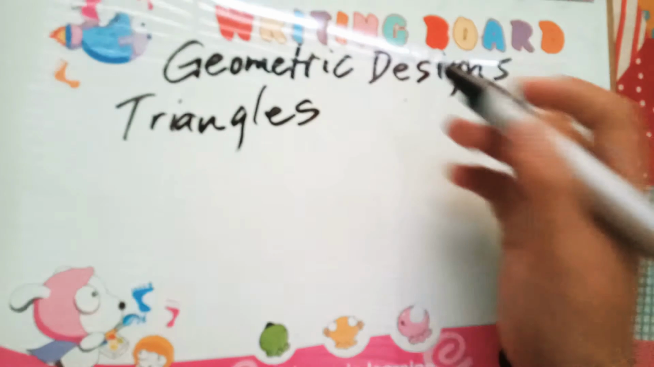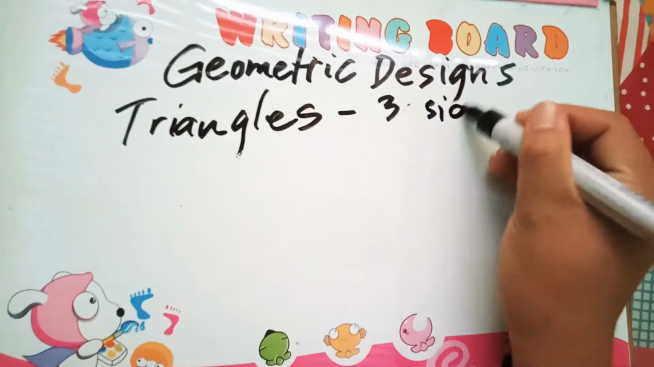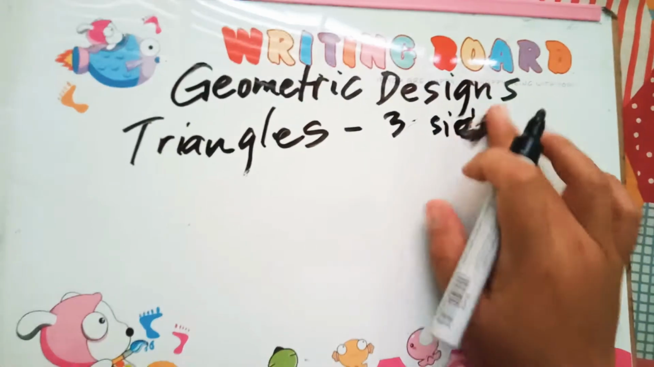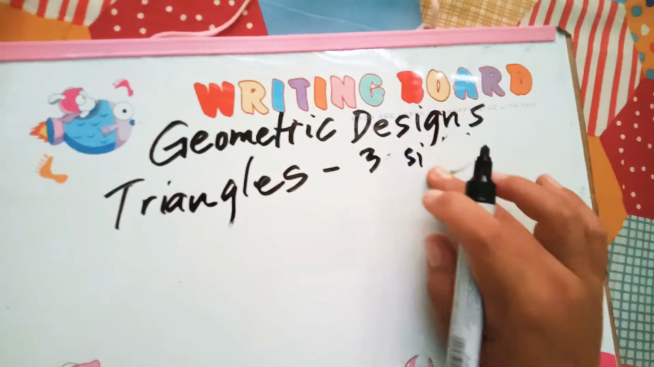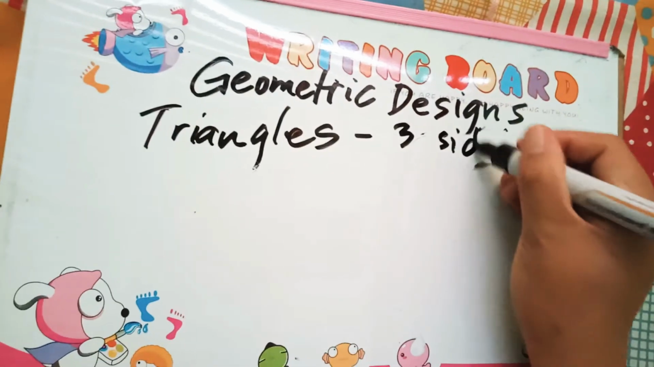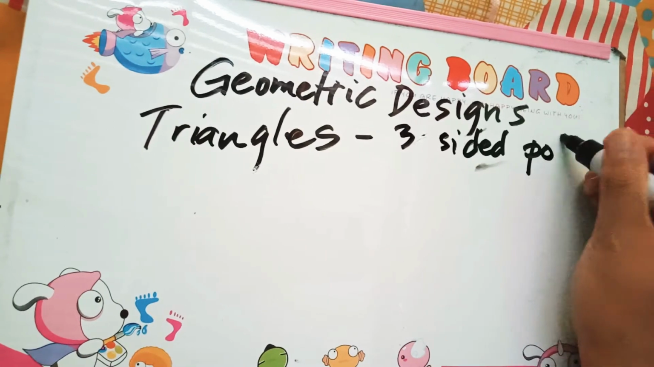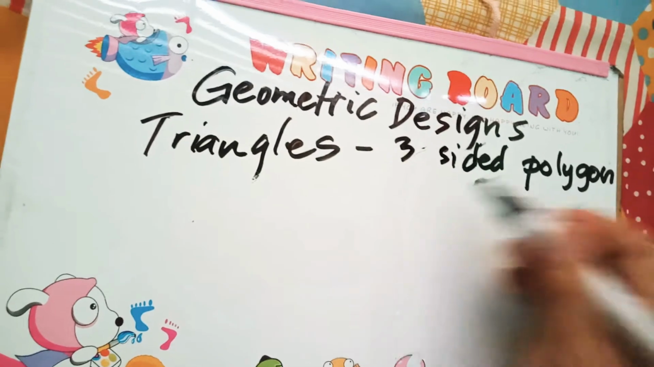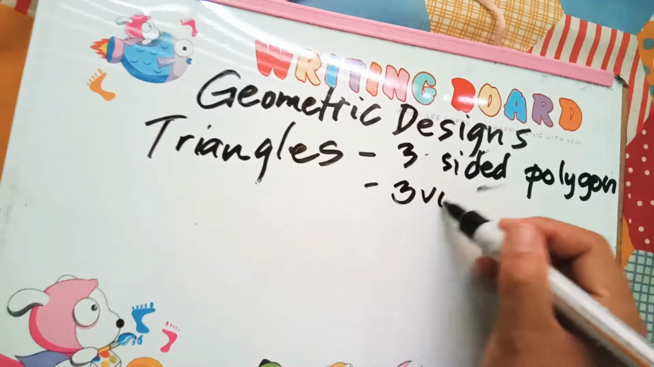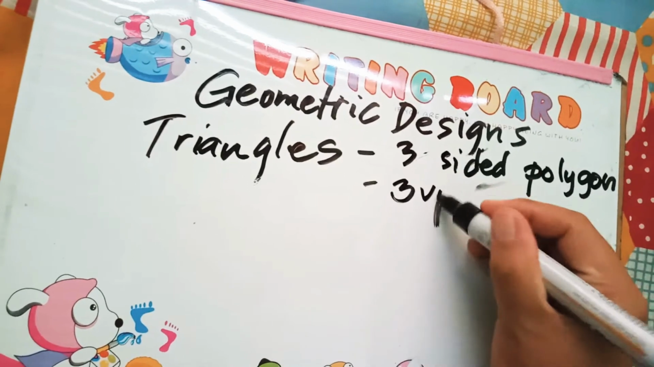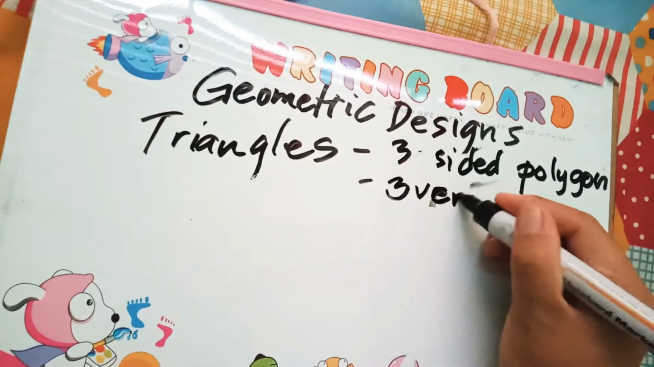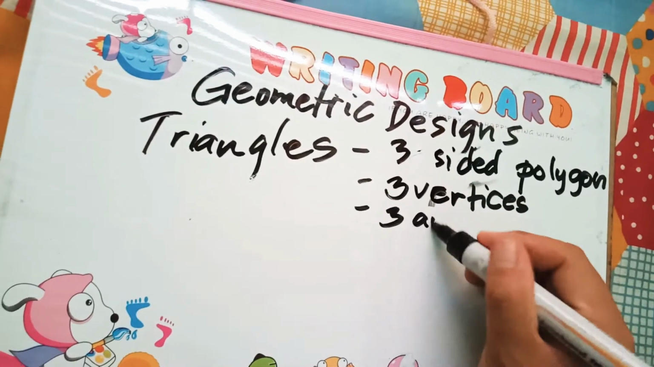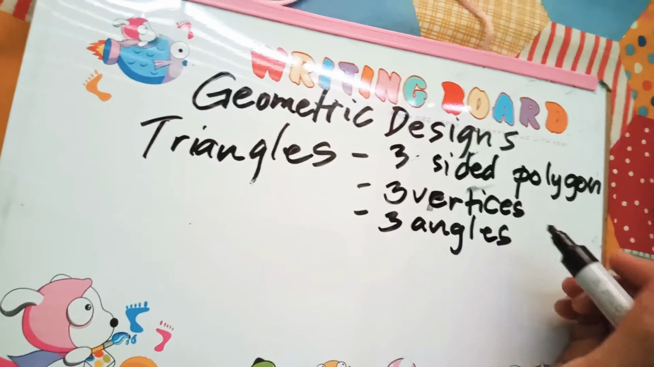A triangle is a three-sided polygon. It has three vertices and three angles. Okay, three vertices and three angles.